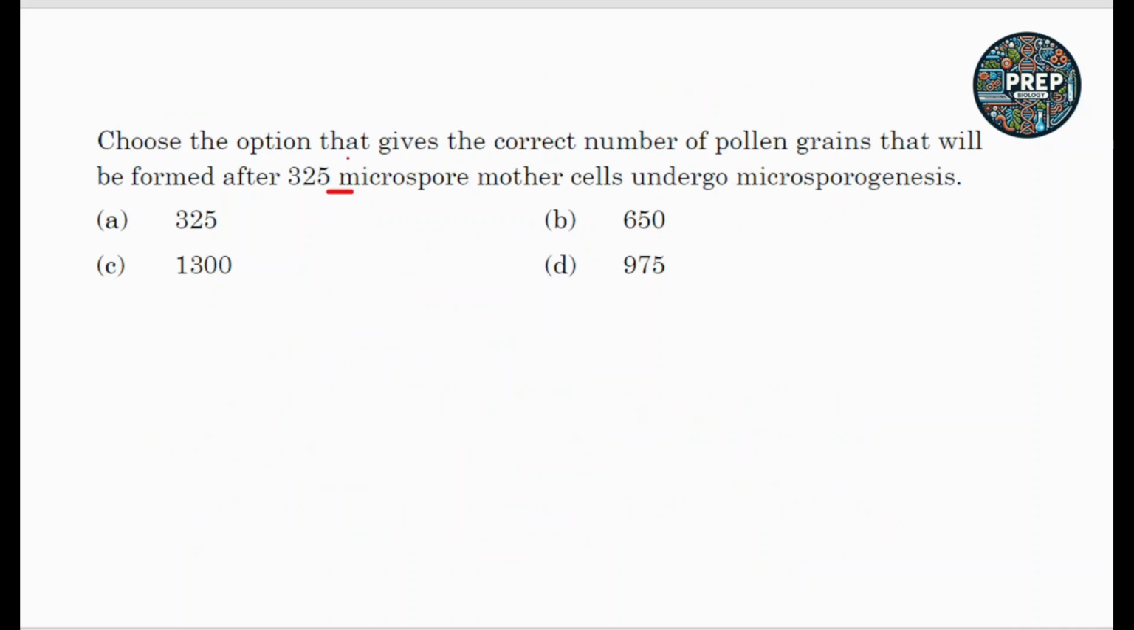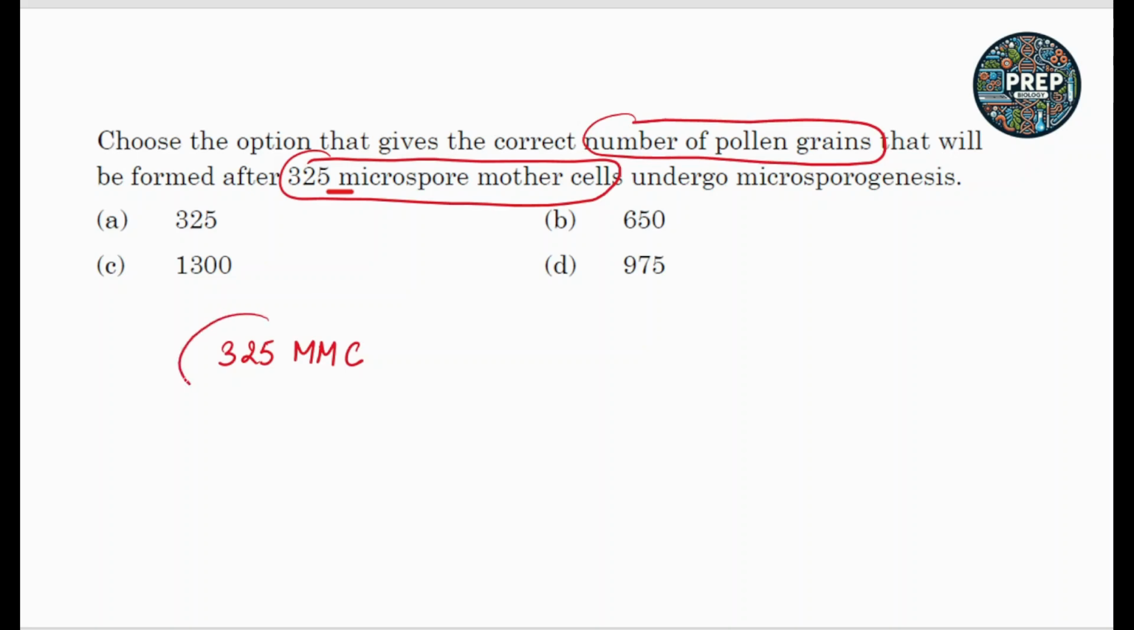Next question is, choose the option that gives the correct number of pollen grains that will be formed after 325 microspore mother cells undergo microsporogenesis. So you have 325 MMCs, that is microspore mother cells. So you all have to calculate the correct number of pollen grains that will be formed from this number of microspore mother cells. So how do we calculate? We know that 1 microspore mother cell produces how many microspores? That is 4 microspores.